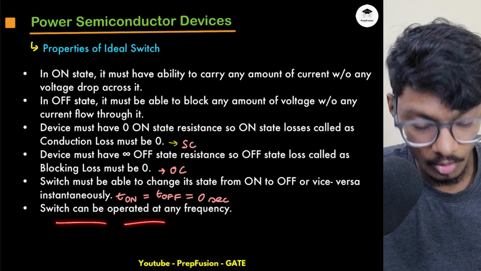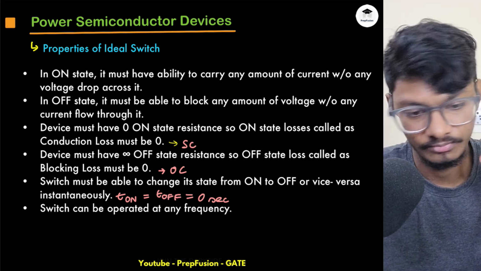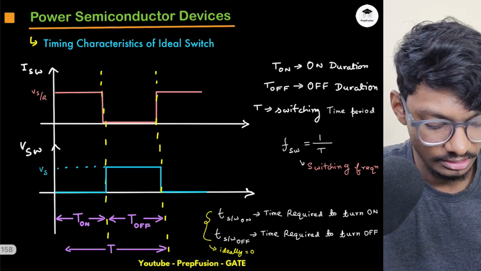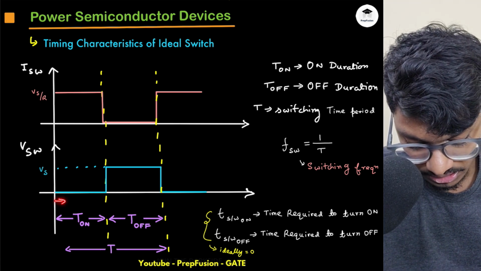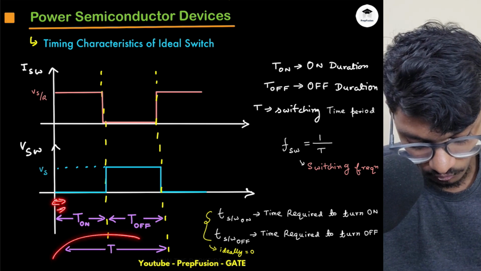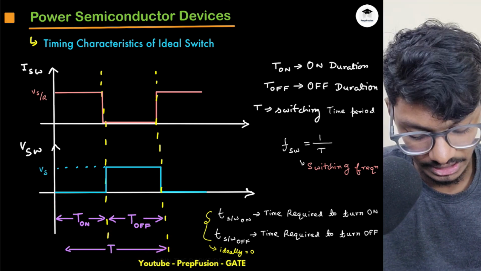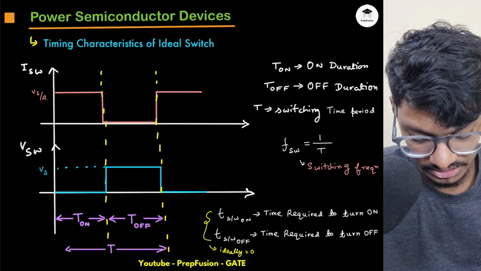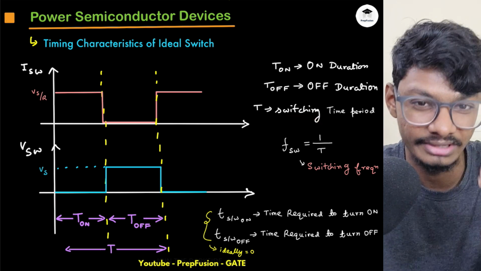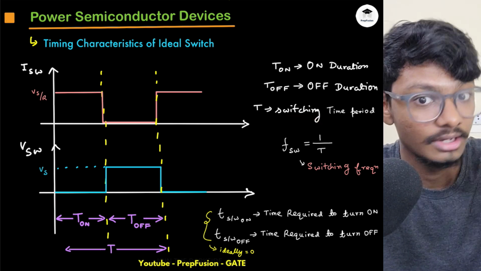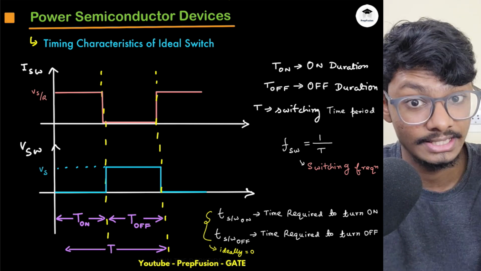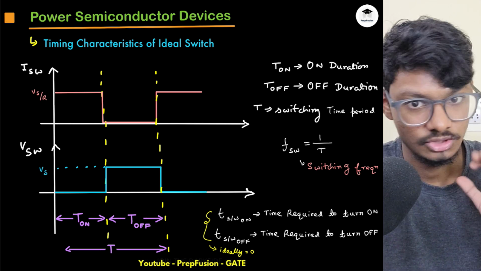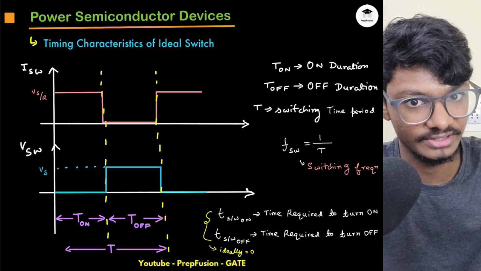Now, switch can be operated at any frequency. Basically, it doesn't care what can be the T_on or T_off, how much smaller, like this overall conduction period, right? This can be the switching time period. This can be any amount of value. This can be in milliseconds, nanoseconds. It doesn't care, because if T is in nanoseconds, obviously F switching will be very high, in gigahertz, right? Gigahertz.